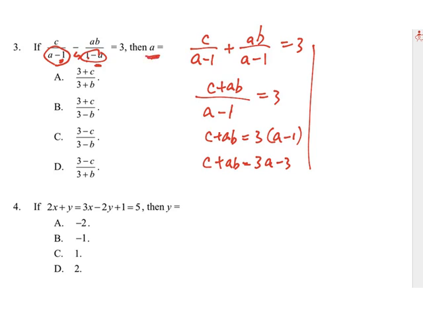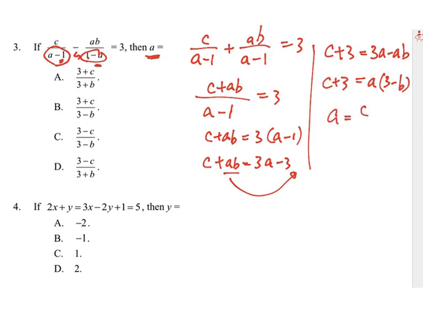Because our target is a, we'll put all a terms together. So for more positive, we put ab to the right hand side. So negative 3 moves to the left hand side, becomes c plus 3, and then equal to 3a minus ab. Then we'll take the a out, factorize, so a times 3 minus b equals c plus 3. Finally, we just divide c plus 3 over 3 minus b. So the answer is B.